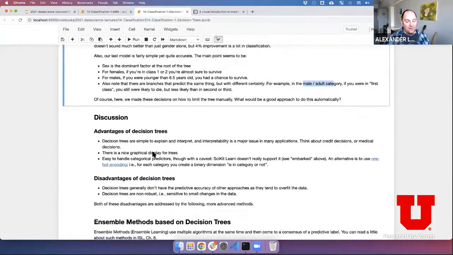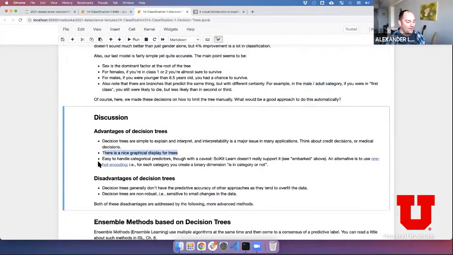OK, so here, some discussion about decision trees. They're simple to explain and interpret. They're the poster child of explainable machine learning, right? If you were to implement a decision tree in, let's say, an emergency room to diagnose whether somebody had a heart attack, then you could have these very simple decisions to be made. They would probably make clinical sense to physicians, and they would trust the model, which is not always the case in machine learning models, right? It's easy to interpret. And if you think about credit decisions or medical decisions, this is a property that you really care a lot about. We have these nice graphical displays for the trees that make them even easier to interpret.